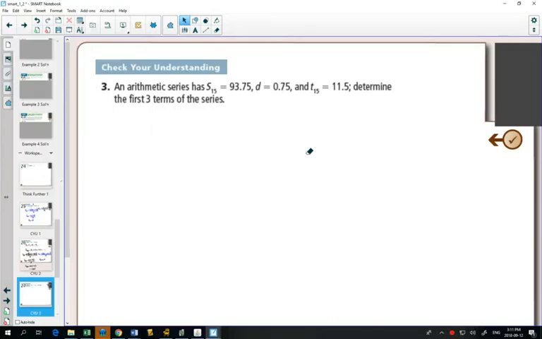It's designed a little bit more for using your calculator because it's using decimals, and it gives us a bunch of information. It tells us the sum of the first 15 numbers is 93.75. We know it's an arithmetic series where our common difference is 0.75. And we know that the last term is 11.5.